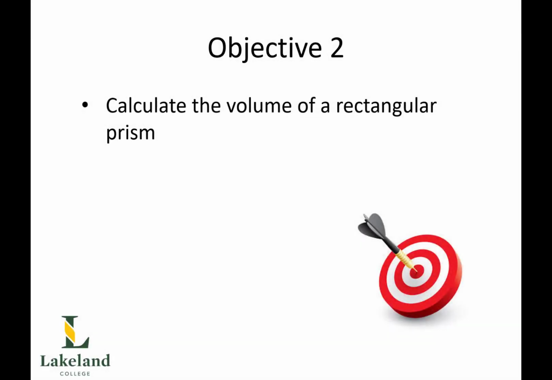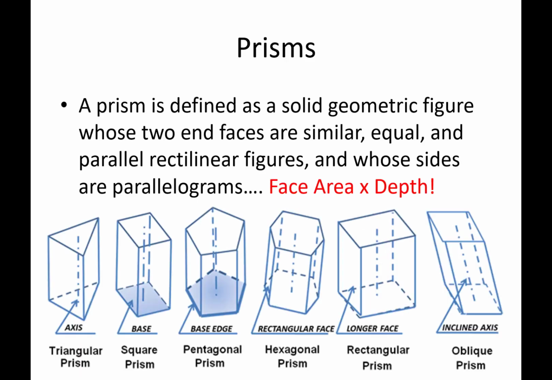Welcome back to Objective 2 in Chapter 7. In Objective 2, we're going to take a look at calculating the volume of a rectangular prism. So first of all, let's define exactly what a prism is.